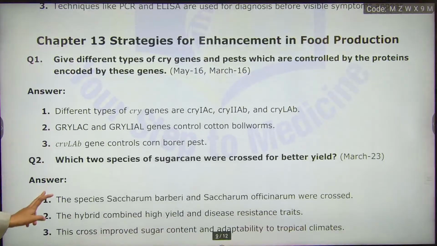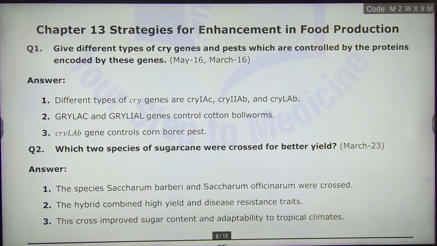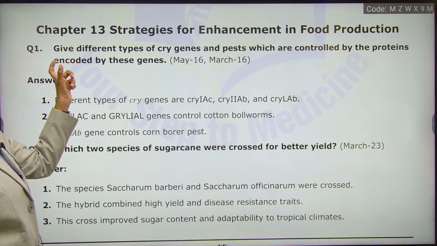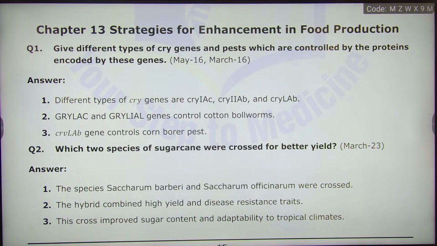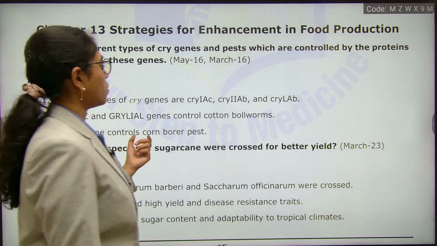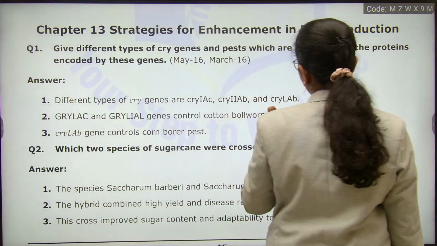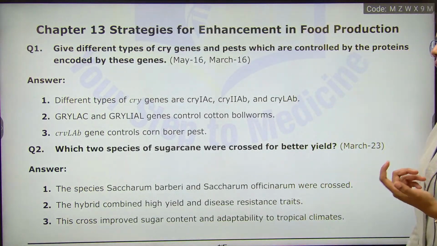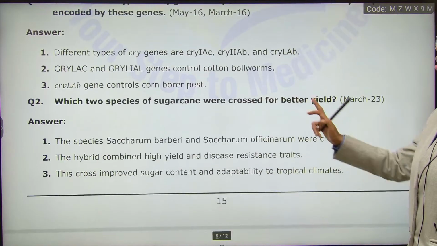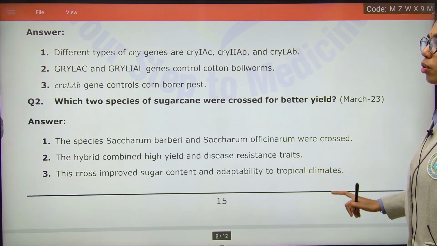Next, strategies for enhancement in food production from this chapter. Cry genes are very important: different cry genes and pest control by proteins encoded by these genes. The different types of cry genes are cry1Ac, cry2Ab, cry1Ab. They are for controlling cotton bollworms and corn borer pests.